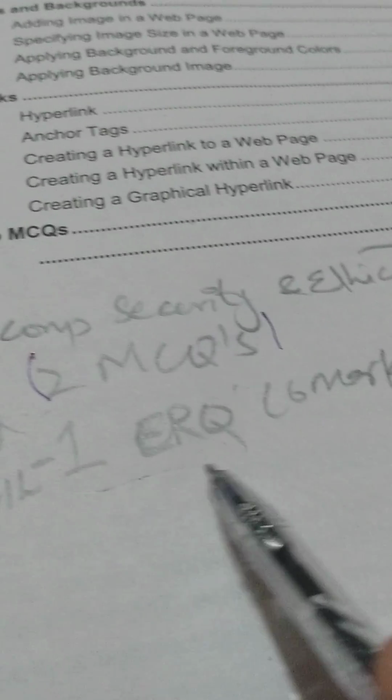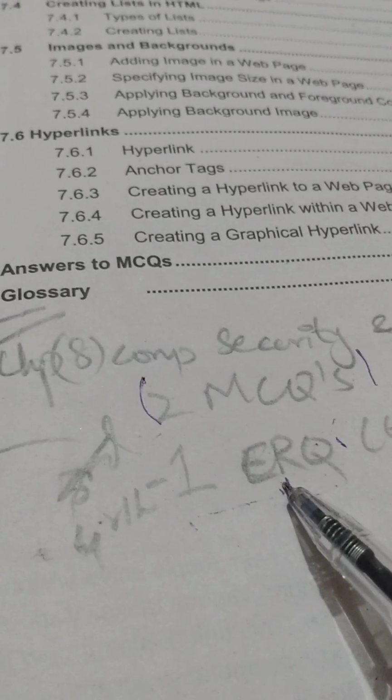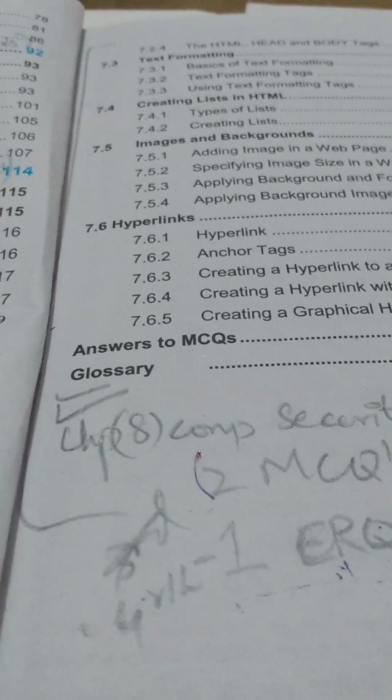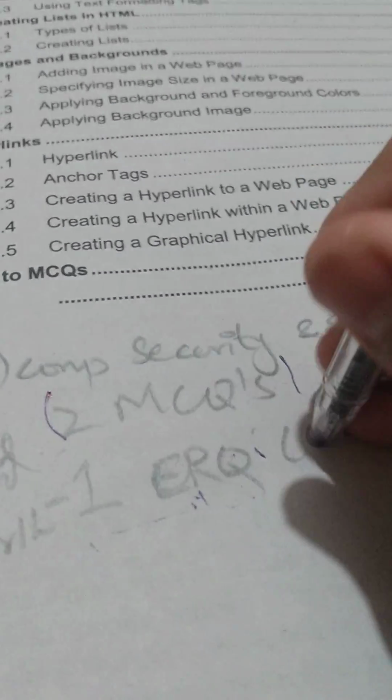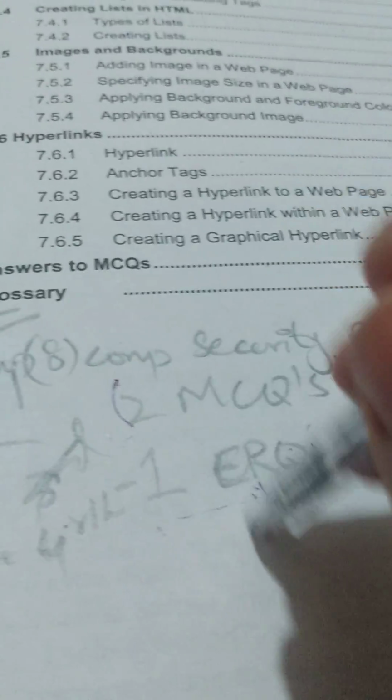Then 1 ERQ would be coming from this chapter, but again it would be optional. It would be given as an optional ERQ from this chapter, or from the past 3 chapters which I've already explained. So this would consist of a total of 8 marks, right? 6 from 1 ERQ and 2 marks from 1 MCQ.